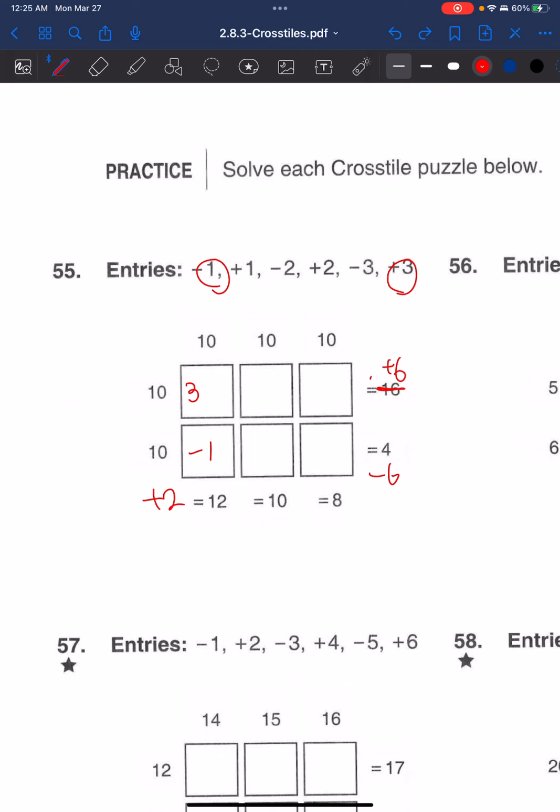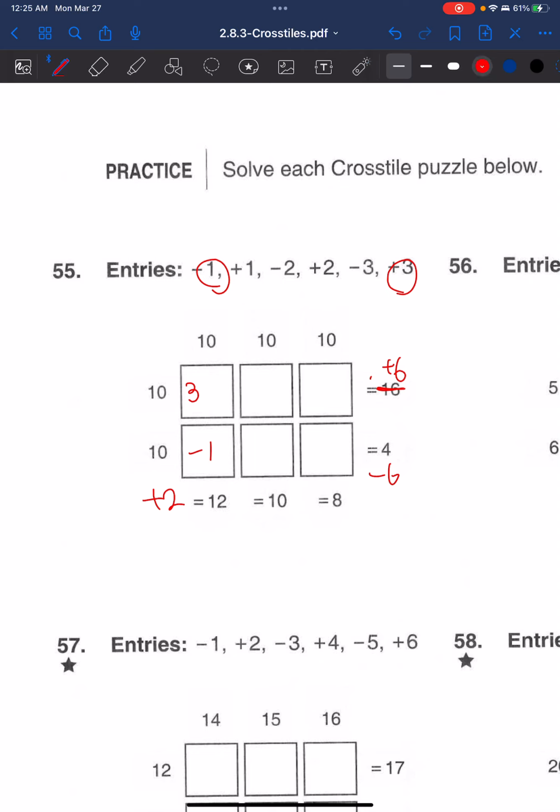Now we're just going to look at the second column, and to get from 10 to 10, we need to add 0. And that means it should be like 2 and negative 2, or 3 and negative 3, right? Because added together, they should be 0.